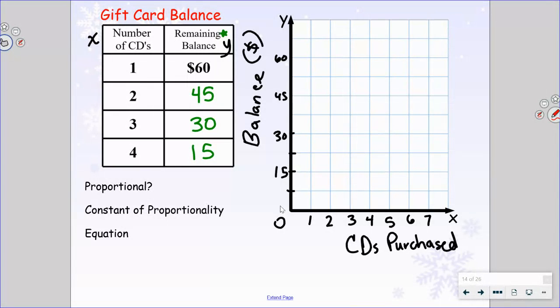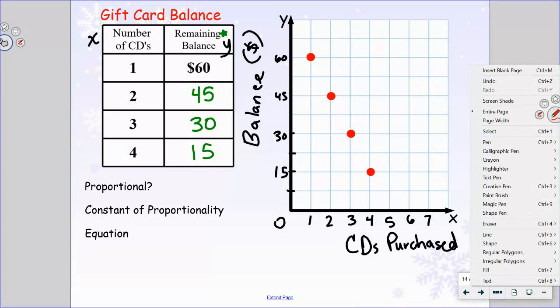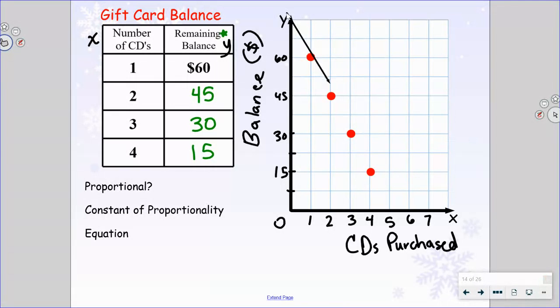Now in this case, I'm looking at 1 CD purchased means $60 is remaining on the balance. 2 CDs would be 45, 3 CDs would be 30, 4 CDs 15. Now let's go ahead and draw a line through those points, making sure that that line at least gets to the y-axis. And actually, I'm not sure I would say a line here. Notice if you got no money remaining, then you're not going to continue. Maybe we should have called this a line segment.